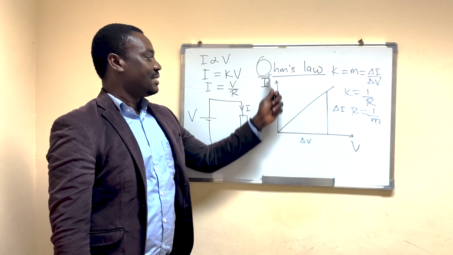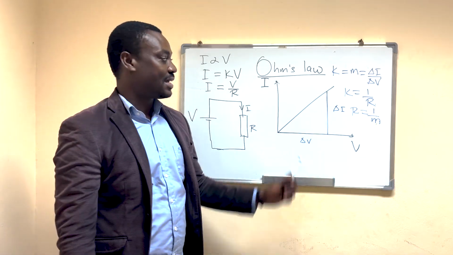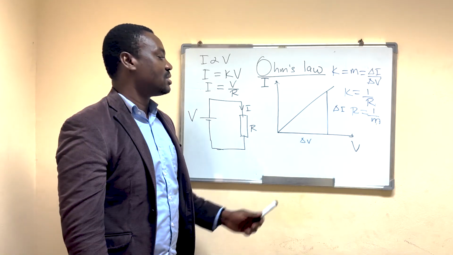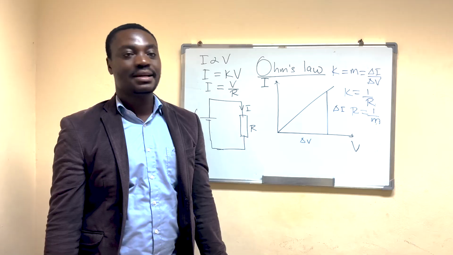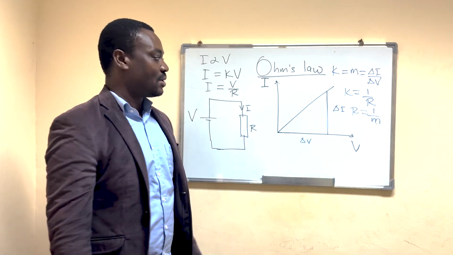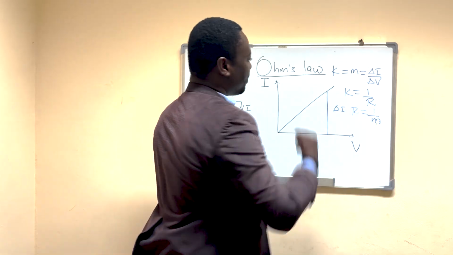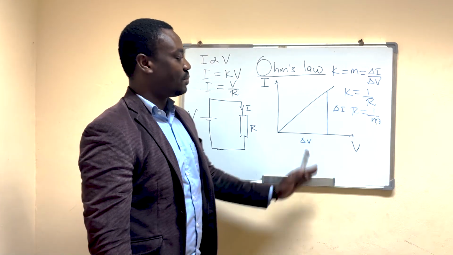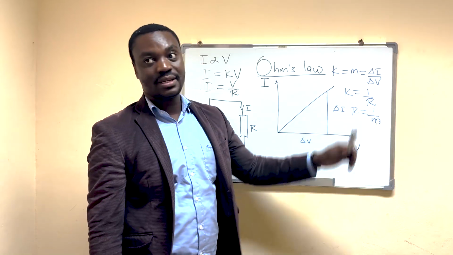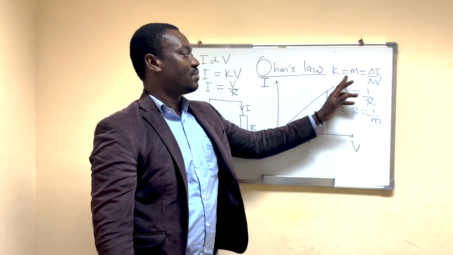Current here is going to be on the y-axis because that's going to be our output. That's what we are going to be measuring. You take your multimeter, then you measure the current, and the voltage is going to be our input, right? So based on the graph, we can calculate the slope. As we are going to see, the slope here is going to be the same as what? K, the constant of proportionality.